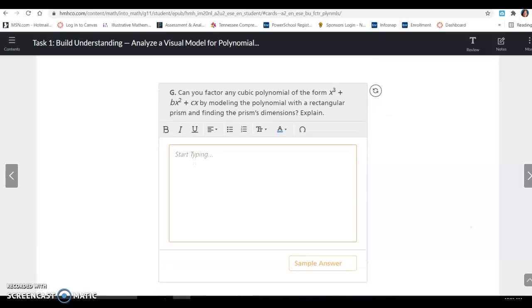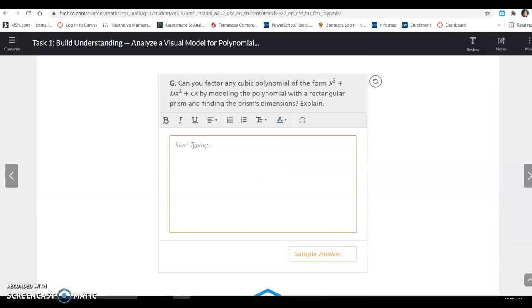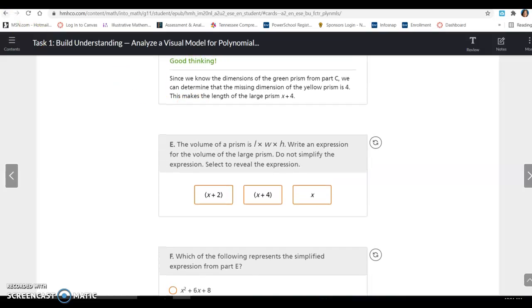Most of the time you should be able to do that. I would think that it's going to be easier if the cubic is factorable, meaning the side lengths are going to be integers and not fractions. You may be able to do it even if it's fractions, but it would be more difficult. All right, that's all for task 1. We're going to move on to task 2.